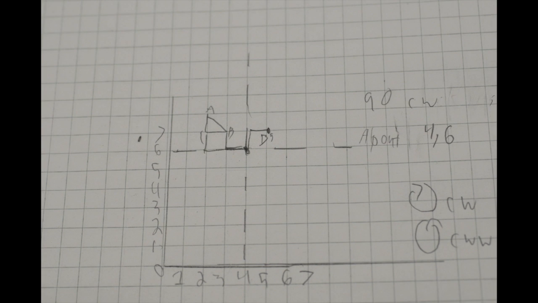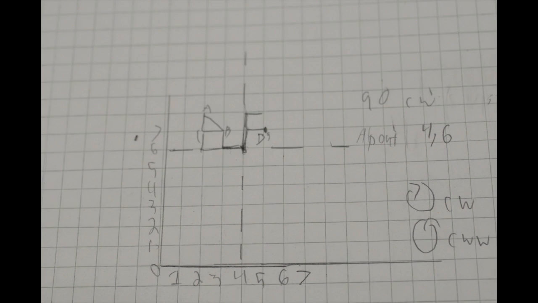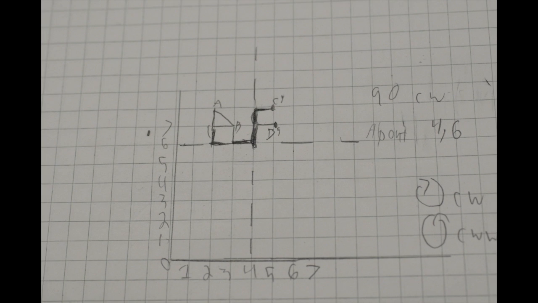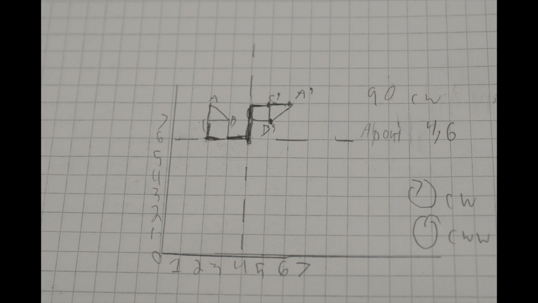Next, we do it for C. C is 1 down, 2 to the side. So we mark it 2 up, 1 to the side, and that will be C prime. Now for A, it's 2 down, 2 to the side. So it's 2 up, 2 to the side. And we mark that spot A prime. Now you just connect it as a dot to dot, and you rotated a shape.